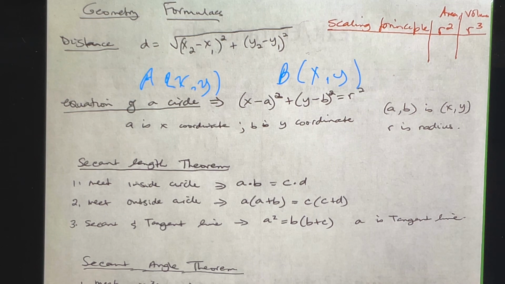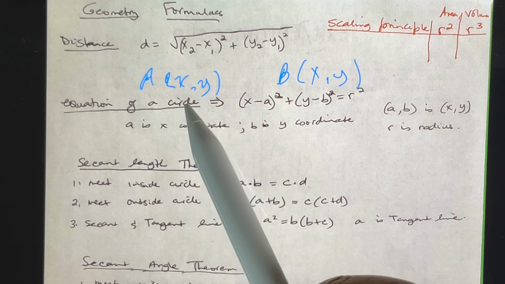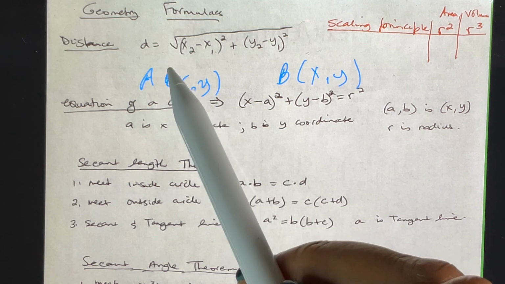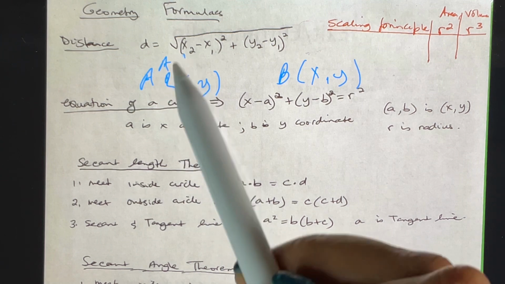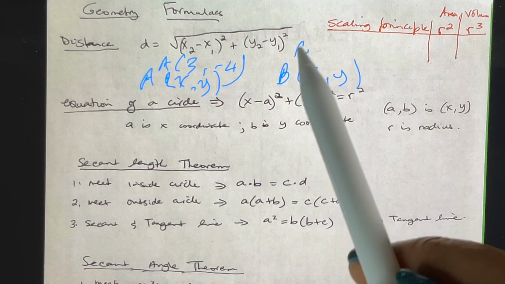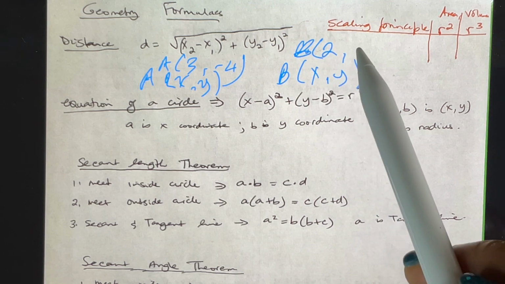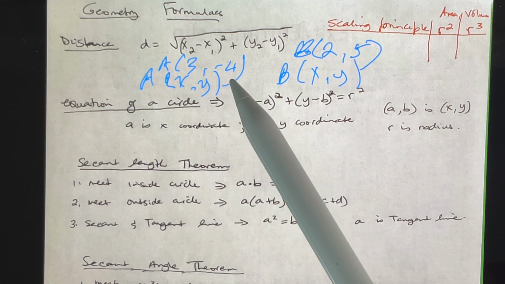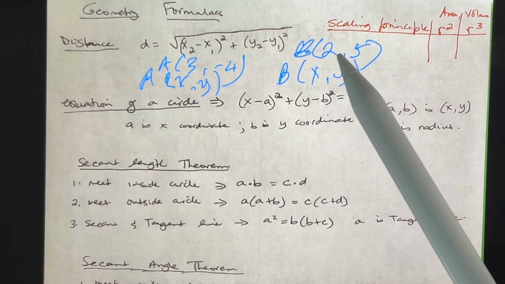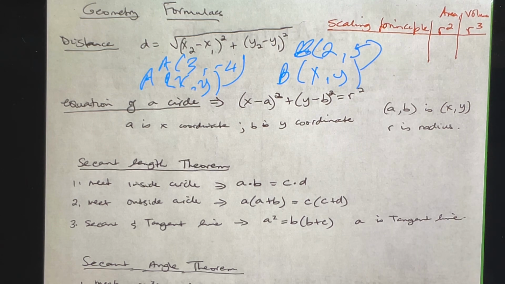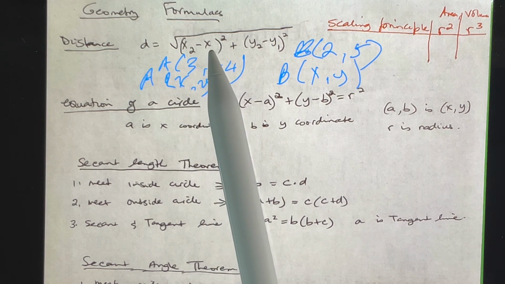Now, first thing first, label these. This would be your X1. Whatever value you have here, say for instance, if A is (3, -4) and B is (2, 5). So whatever you have here, A would be your X1, and the Y coordinate here would be your Y1. This you would label as your X2 and Y2. All right, once you label that, then you're able to now substitute into your formula.